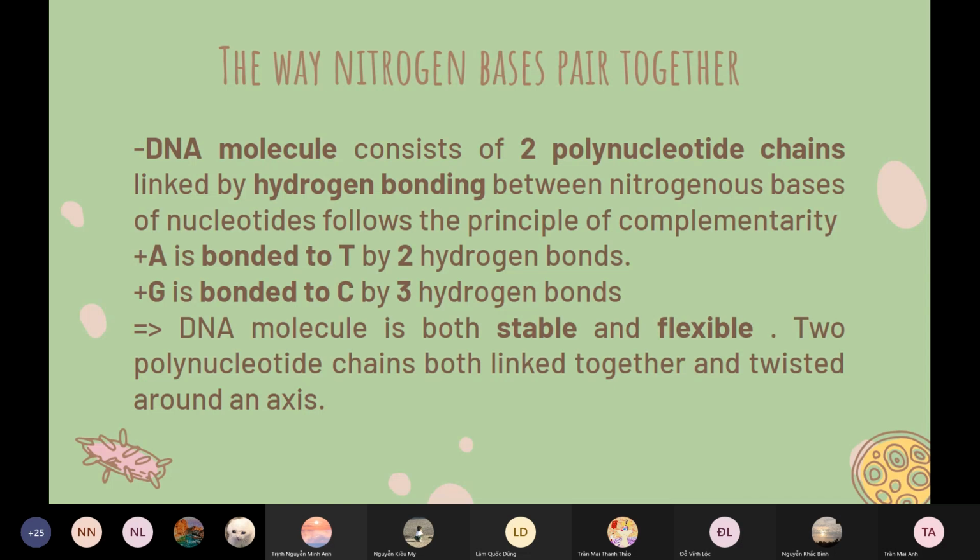A DNA molecule consists of two polynucleotide chains linked by hydrogen bonding between the nitrogenous bases of nucleotides, following the principle of complementarity. Adenine is bonded to thymine by 2 hydrogen bonds. Guanine is bonded to cytosine by 3 hydrogen bonds, and so the DNA molecule is both stable and flexible. Two polynucleotide chains both link together and twist around an axis.